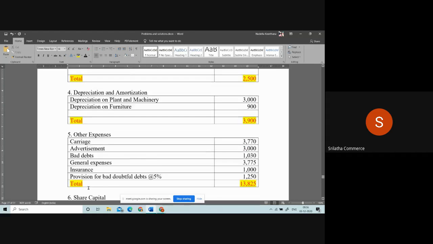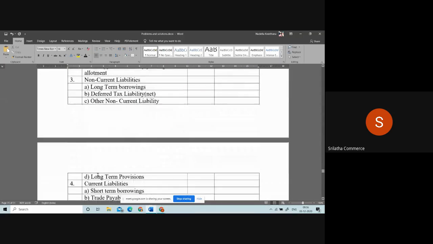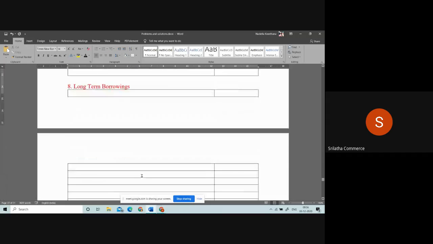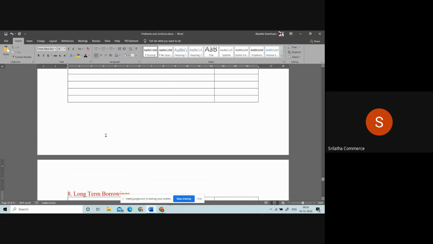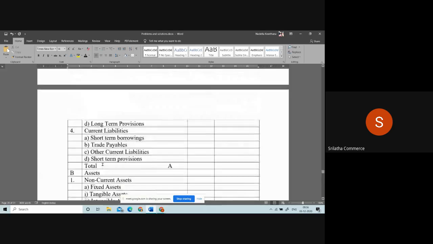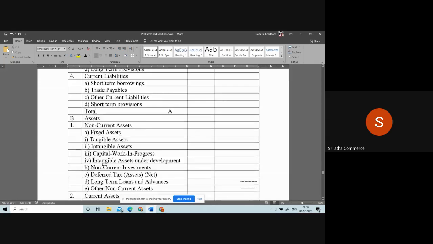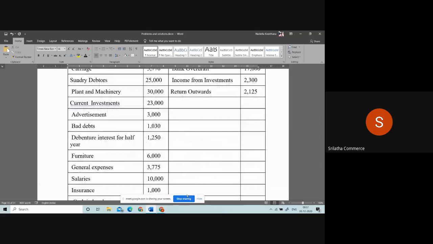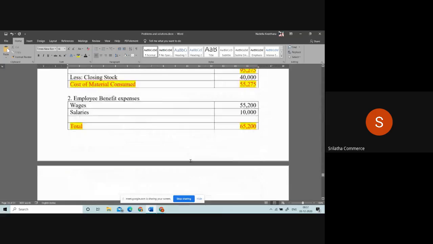Long-term borrowings. After long-term borrowings, what do we have? Long-term provisions and the others, we are not having. Then short-term borrowings, trade payables, short-term provisions. Short-term borrowings, because we have to go in the sequence. The other day when you had written the test, one or two students, not everyone, had not prepared notes to account in sequence. So after long-term borrowings, we have short-term borrowings. Bank overdraft is there, isn't it? Check the problem once. It is there or not, ma? Short-term borrowings, bank overdraft is there.